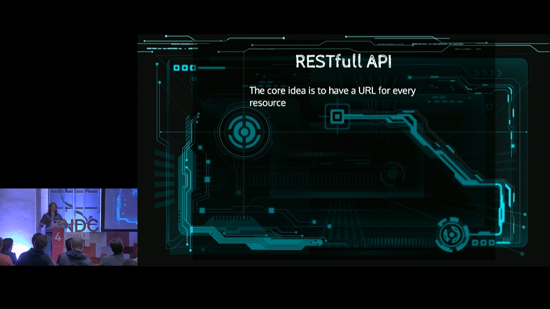So REST API, the core idea is good, is to have a URL for every resource. In theory, it's fine, it works, but not in the real world scenario. We have lots of coupling to implementation. We have lots of problems like overfetching and underfetching.